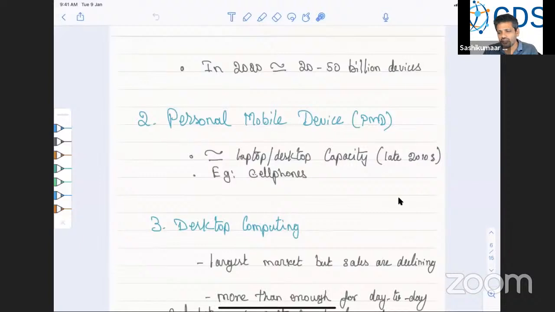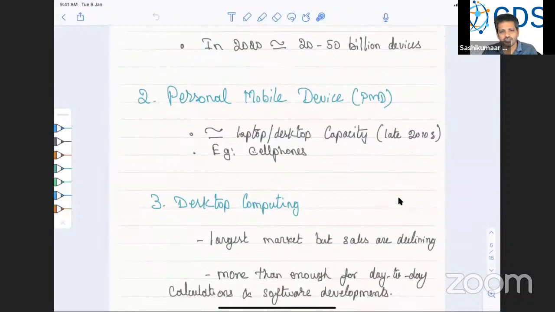But before going there, there is one more category: personal mobile devices, PMDs. It's similar to the desktop.